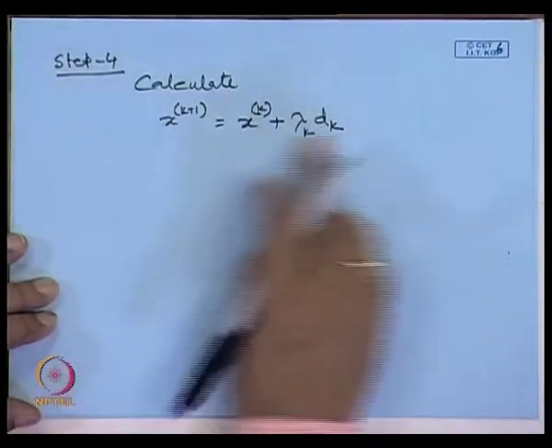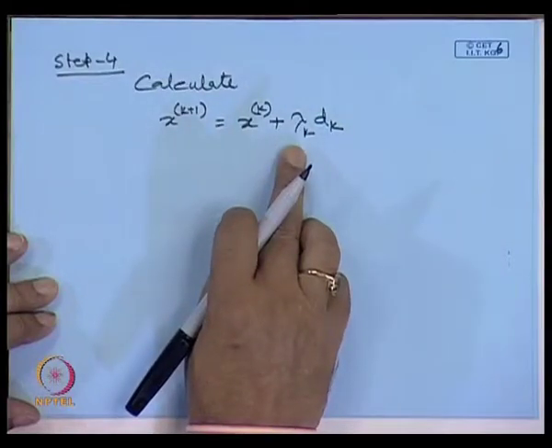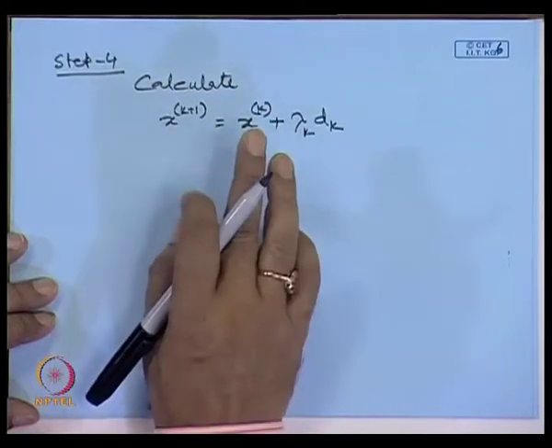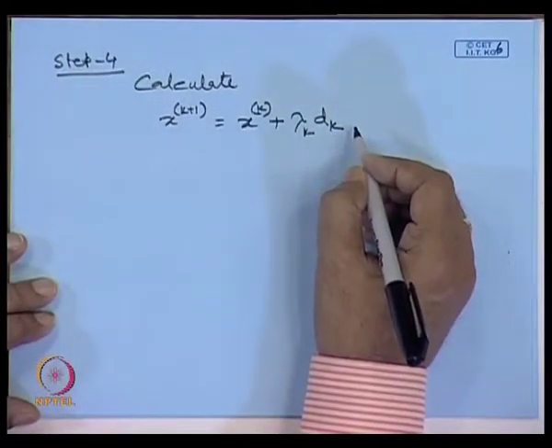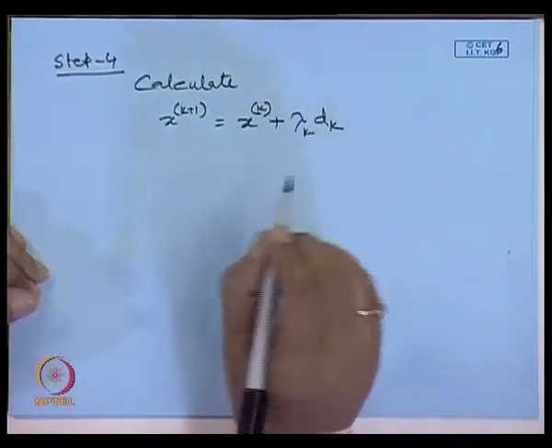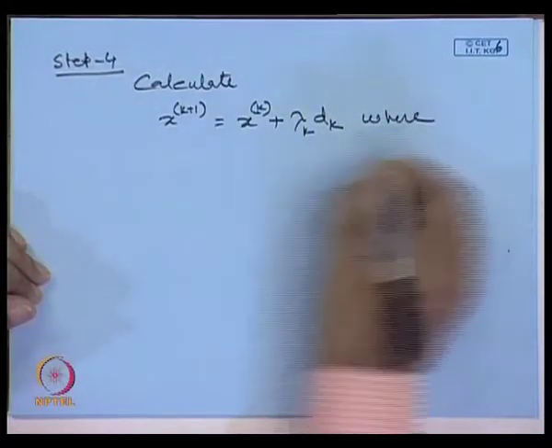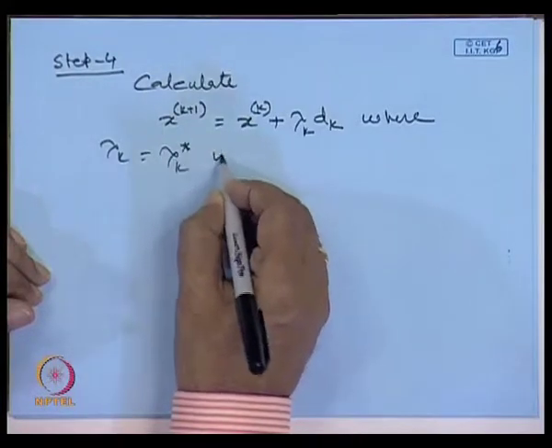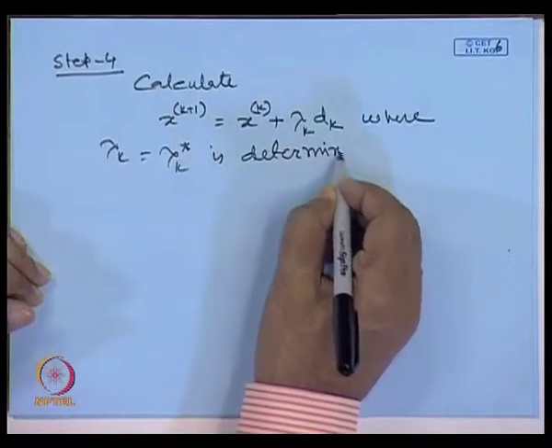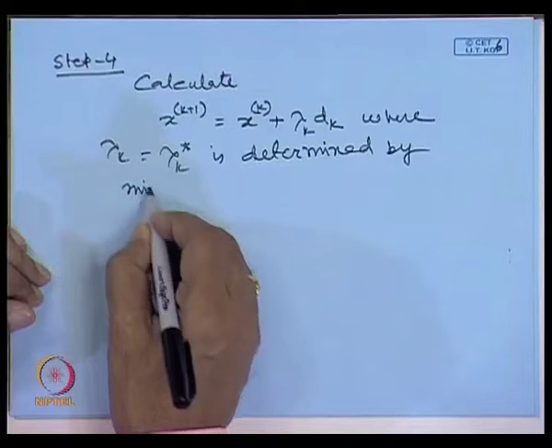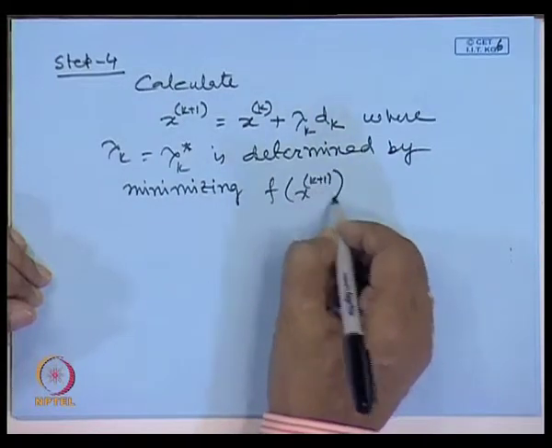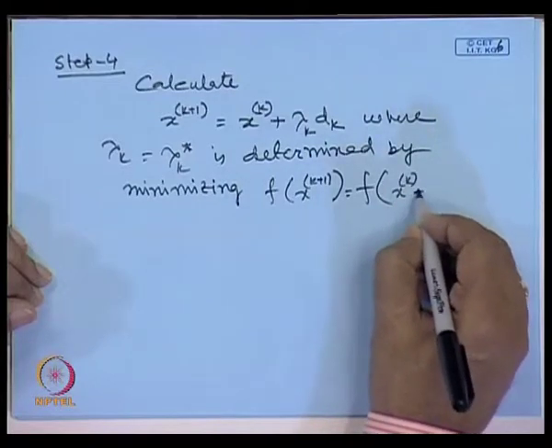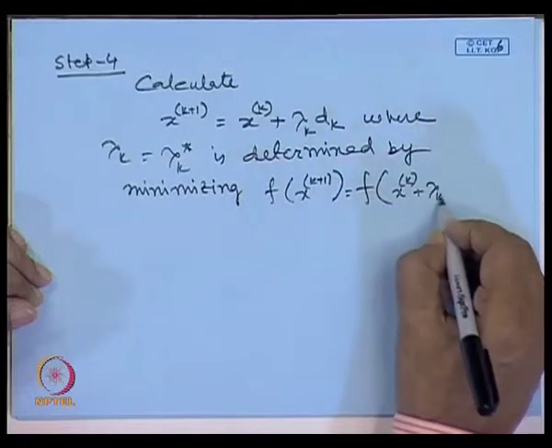And in this step, we have to find the optimal choice of step size, so that the function value will be as far as possible minimum at that iteration. That we know how to select: lambda k is equal to lambda k star, which is determined by minimizing f of x superscript k plus 1, which is equal to f of x superscript k plus lambda k d k, putting in the value of x k plus 1. Now, this is a function of only lambda k, and you know the choice of that.